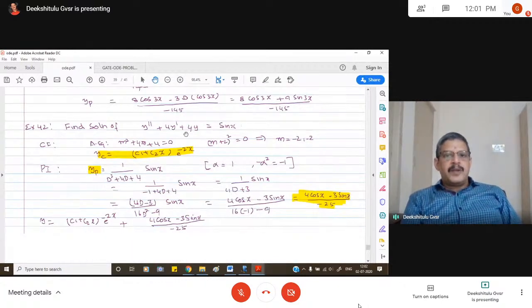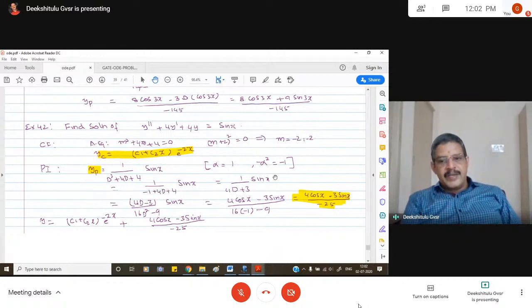Coming to the particular integral, 1 by D square plus 4D plus 4 operated on sin x. What is alpha? In sin alpha x, which is sin x, alpha is 1. So minus alpha square is minus 1. You replace D square with minus alpha square, so you get 1 by minus 1 plus 4D plus 4. Still in the denominator we have D terms, and D terms are not completely eliminated. So this simplifies to 1 by (4D plus 3) on sin x.